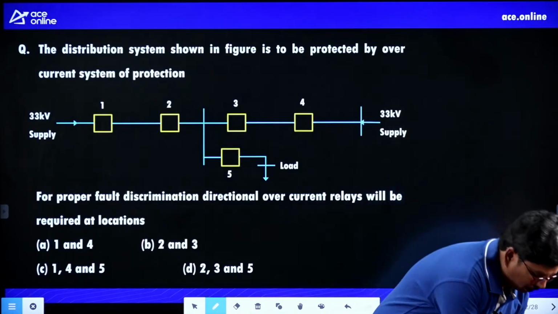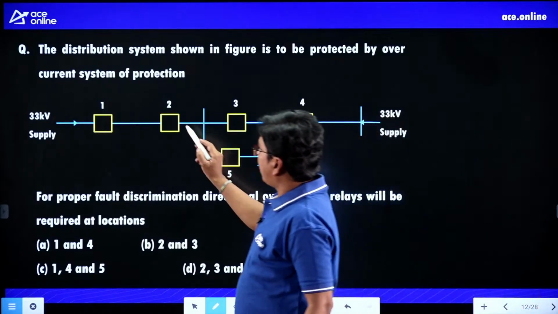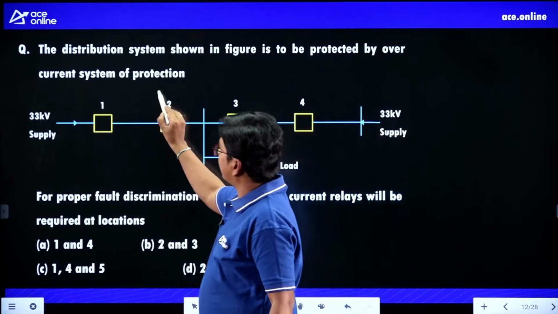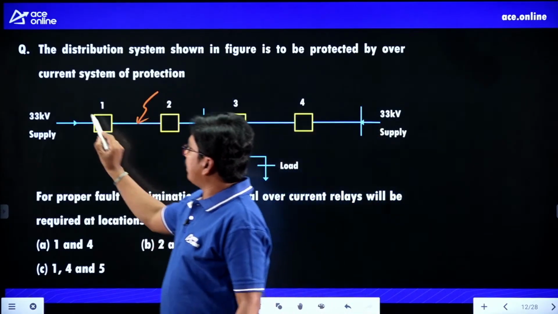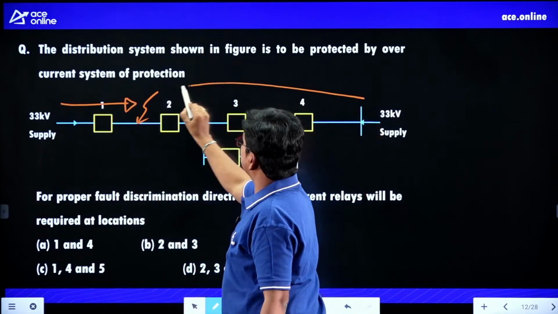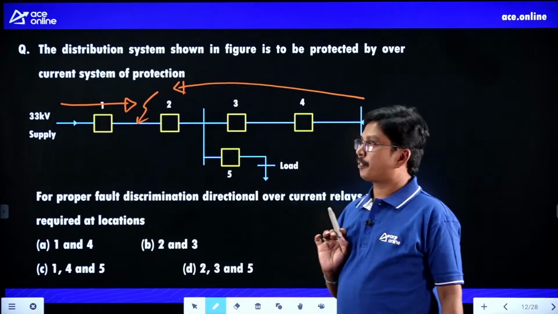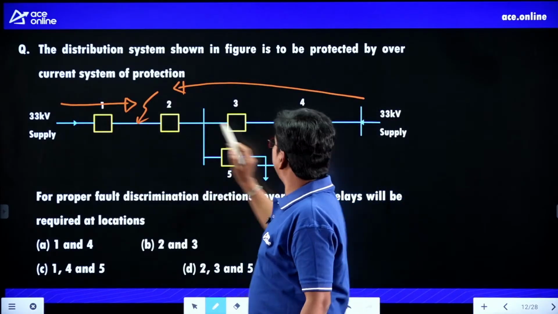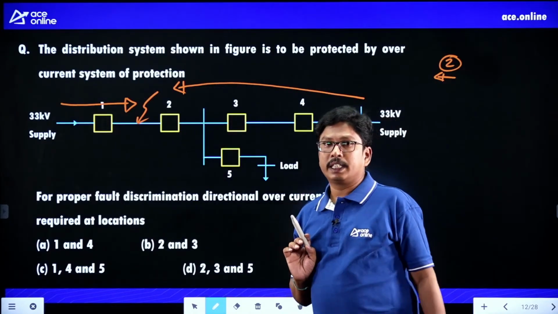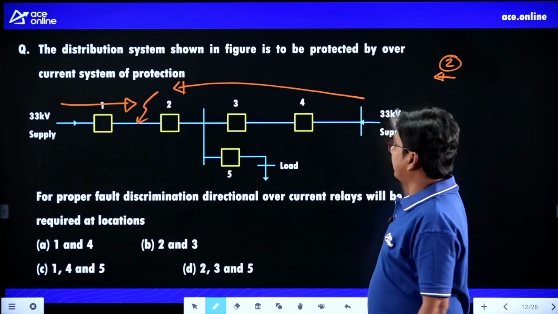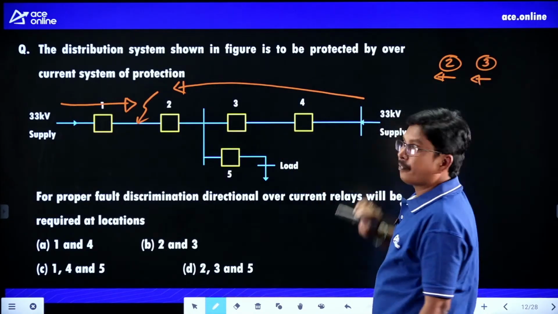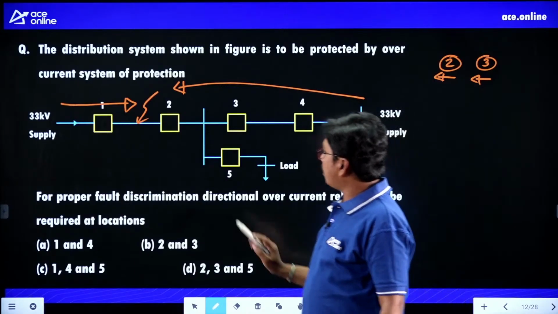Please check it, students. Whenever a fault occurs at this point, in this part, the current will flow from this generator in this direction. Clear, right? So initially in relay 2, it is moving in this direction. In relay 3, it is also moving in this direction. Clear, right? And what about relay 5?